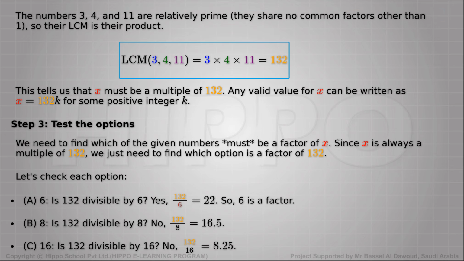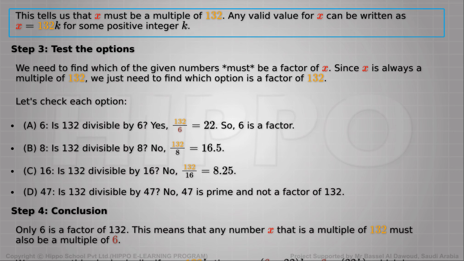As you can see in the equation, we calculate 3 times 4, which gives us 12. Then we multiply that by 11. So 12 times 11 equals 132. This means the smallest positive number that is a multiple of 3, 4, and 11 is 132. This is the most important conclusion we've made so far. We now know that any number x that fits the problem's description must be a multiple of 132.